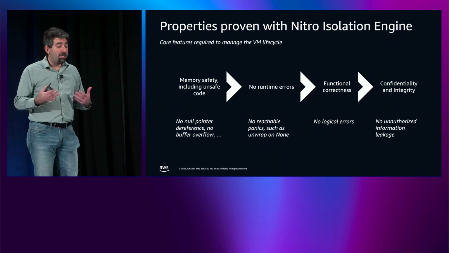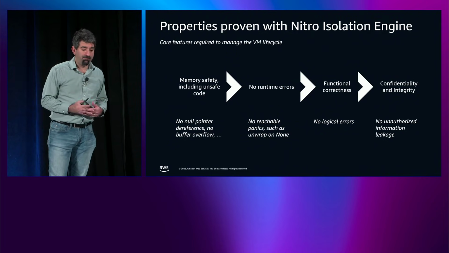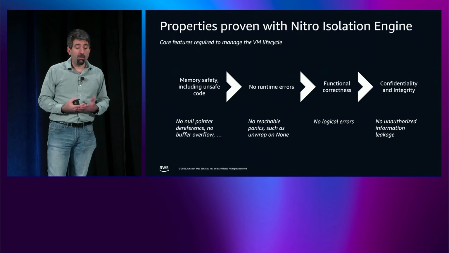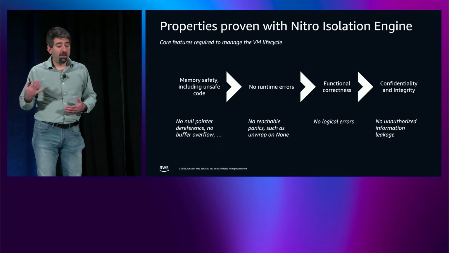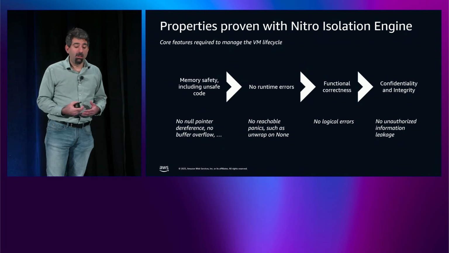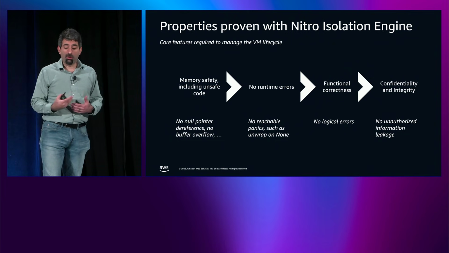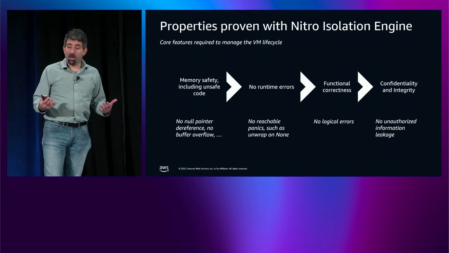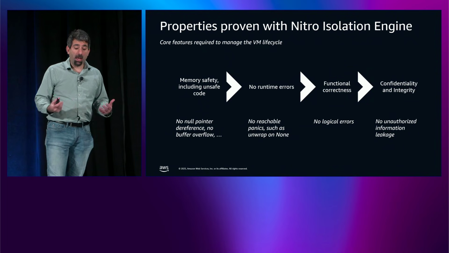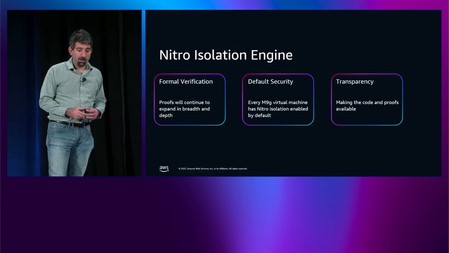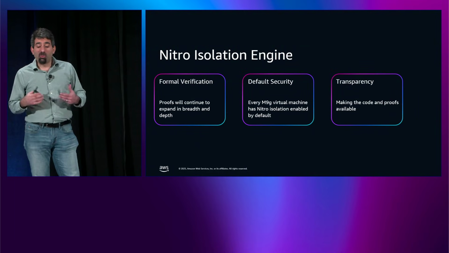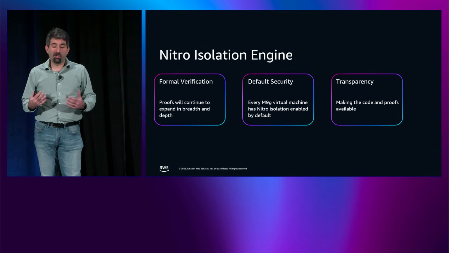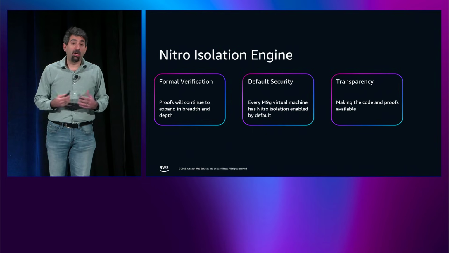That there aren't any reachable panics, such as unwraps on nones. That there aren't logical errors, and the specification and the implementation are matching. And that there is confidentiality and integrity of our virtual machines. That there isn't any unauthorized information leakage of VM state. And we're doing this across the core features required to manage the VM lifecycle. We'll only expand this as time goes on. So the Nitro Isolation Engine is embracing formal verification and pioneering a new standard for mathematically proven cloud-based security. And it's the default in our M9G instances.